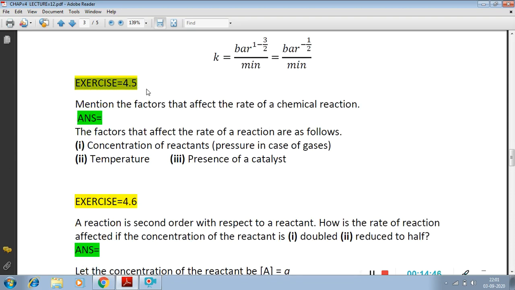Now question number 4.5. It is a theoretical question. Mention the factors that affect the rate of a chemical reaction. We have to mention the factors that are affecting the rate of reaction. So total 3 factors were there: concentration of reactant, or if reactants are in gaseous form, then pressure of the gas. Second factor was temperature, and the third and last factor was presence of catalyst. Those 3 factors are affecting the rate of reaction.